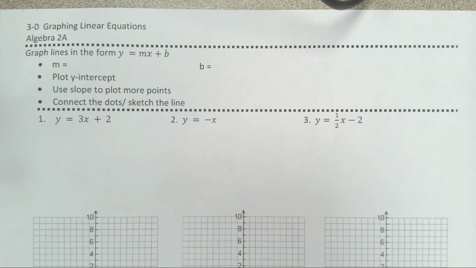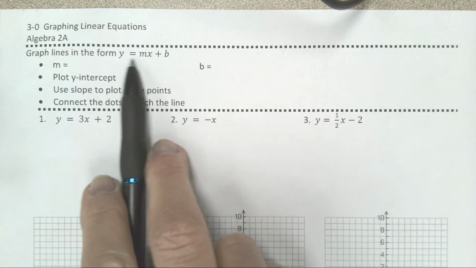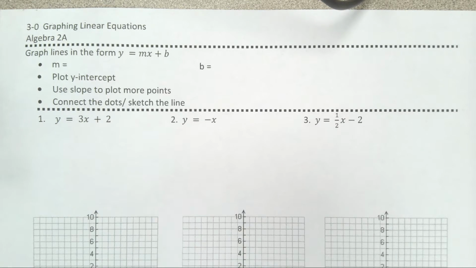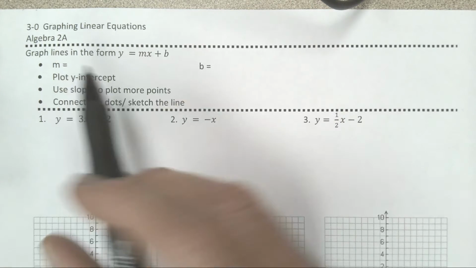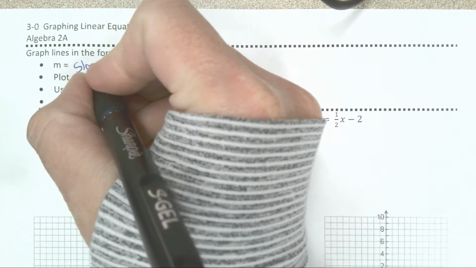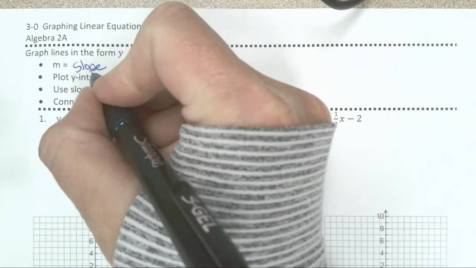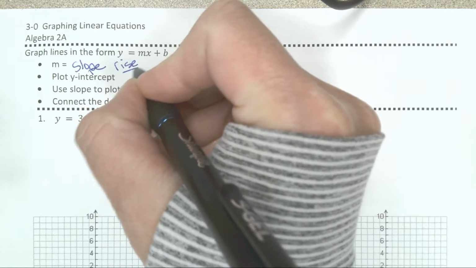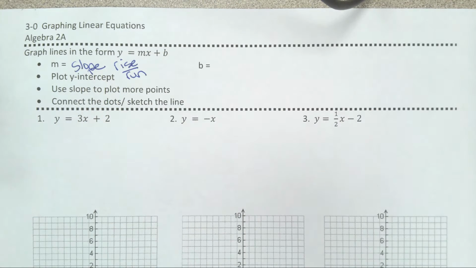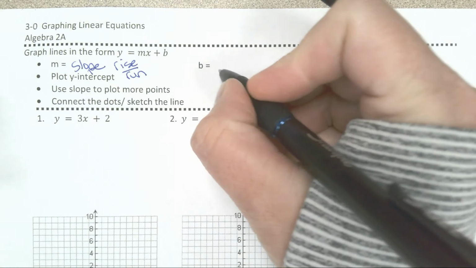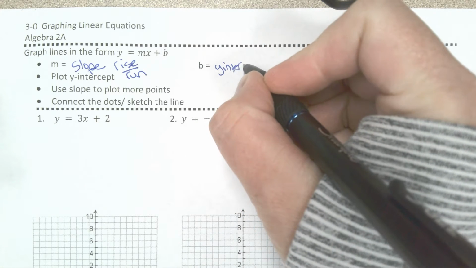Hey, today we're going to review how to graph a line. If it's in y equals mx plus b, the m represents the slope of the line. And remember, slope is rise over run. And then the b is the y-intercept.